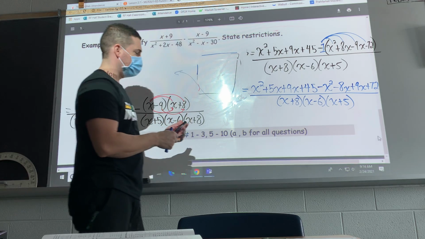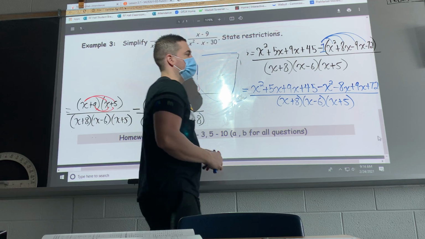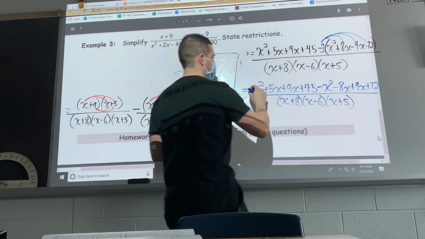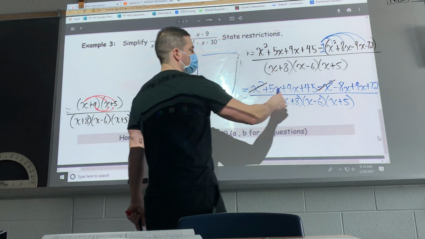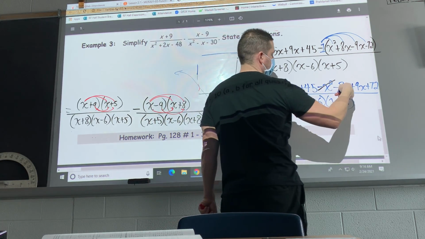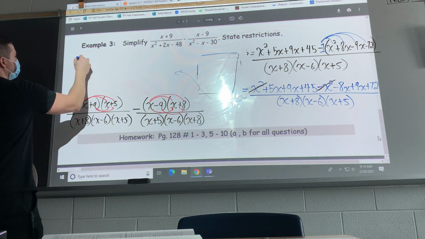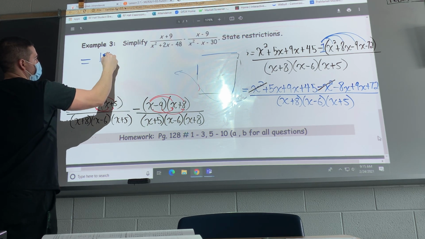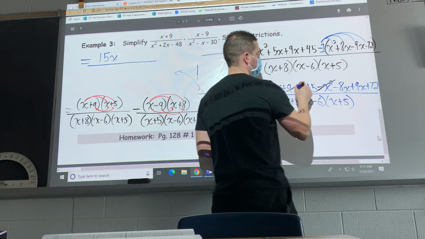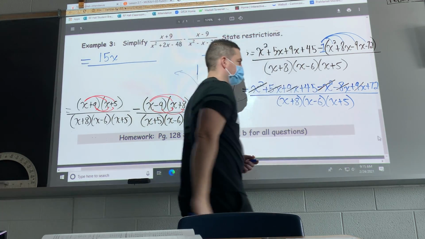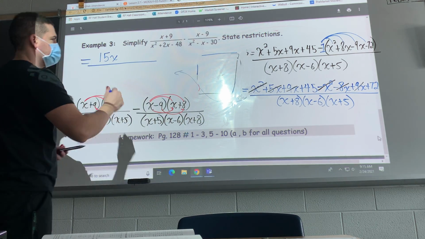Okay, second last step. Sorry, expand and simplify. So we have x squared minus x squared. Those cancel out. 5 plus 9, 14, minus 8 is 6, plus 9 is 15. So 5, 14, 6, 15. And lastly, 45 plus 72 is 117.